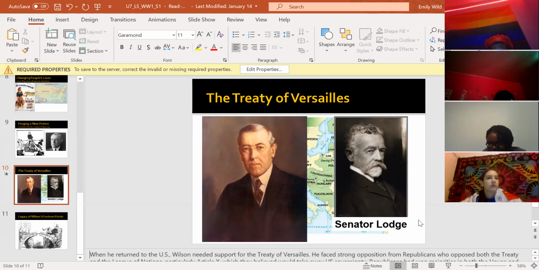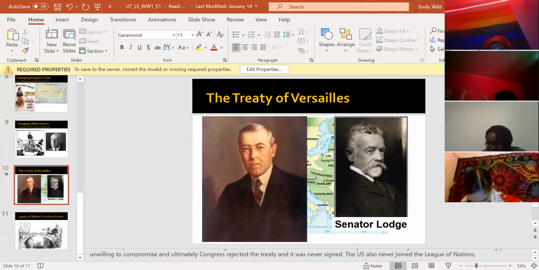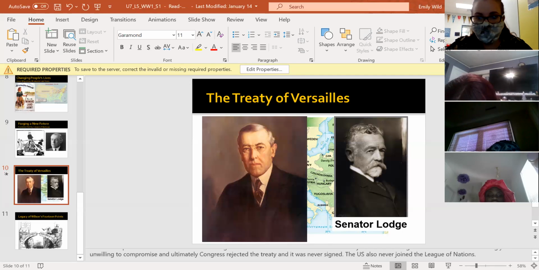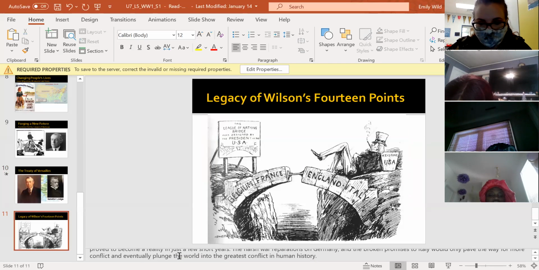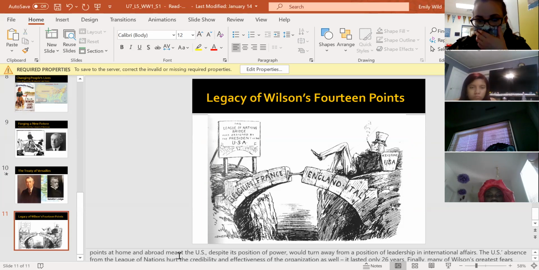And so because of its mass unpopularity from this time, ultimately, the United States is not a part of the Treaty of Versailles, and ultimately Congress rejects it. And the United States never joins the League of Nations. So again, the United States does not sign anything. They do not agree with anything.